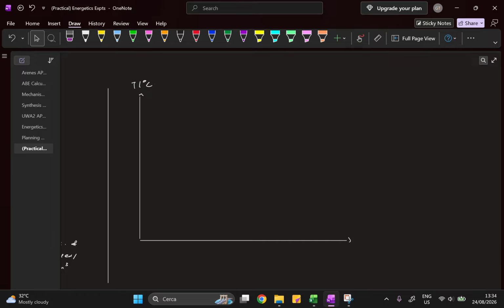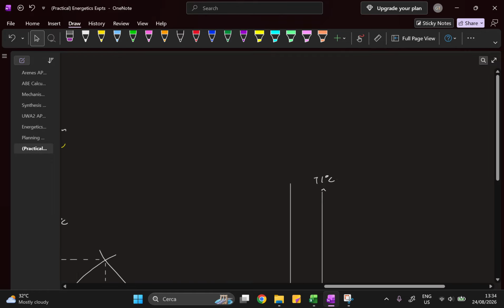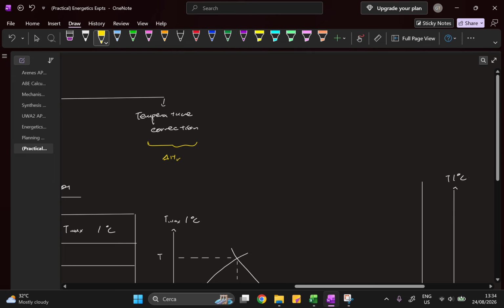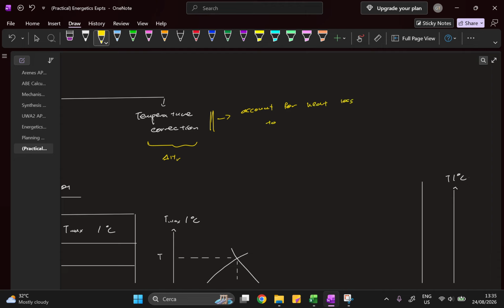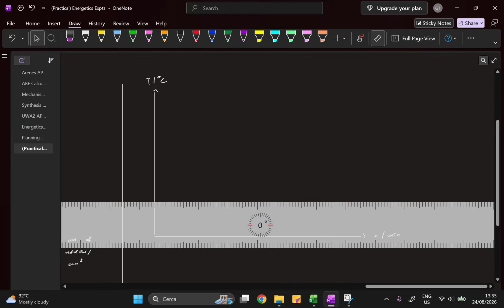And for this one, I have a stopwatch. So what's on my axis if I have a stopwatch? Time. So basically, this is called temperature correction, because the idea is I want to account for heat loss to the surroundings. So if I want to account for heat loss to the surroundings, initially, I will not add yet.